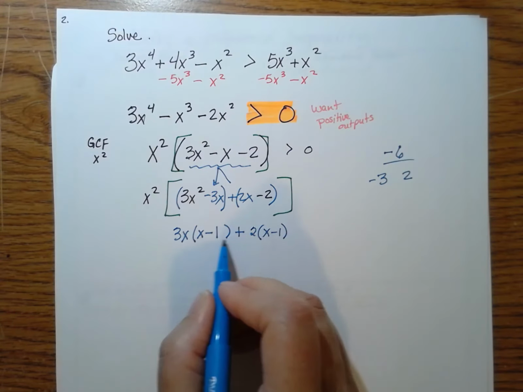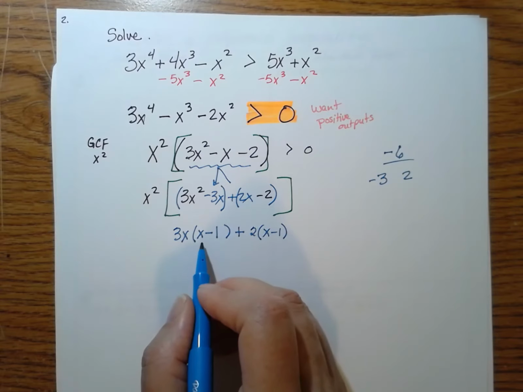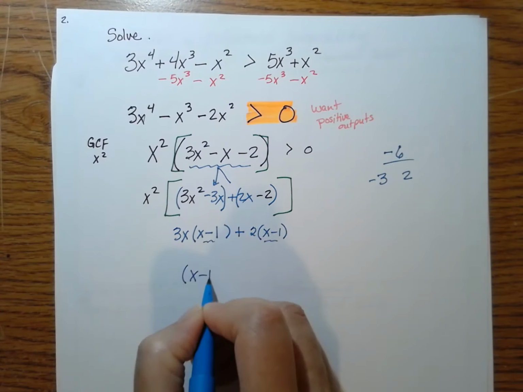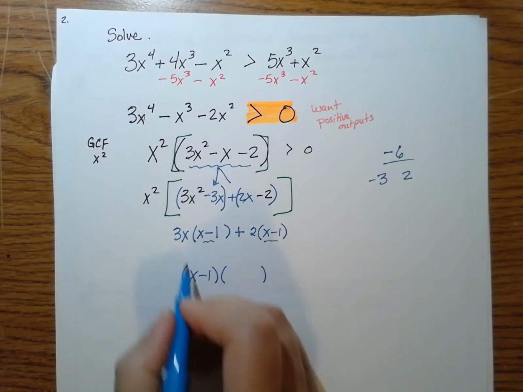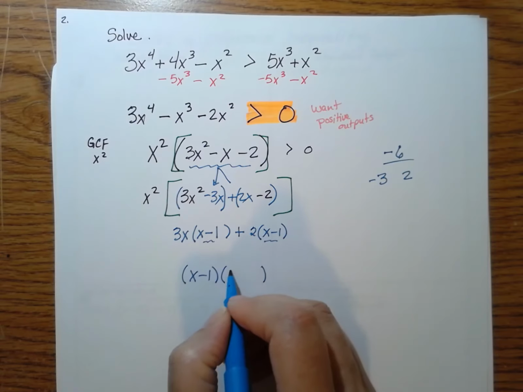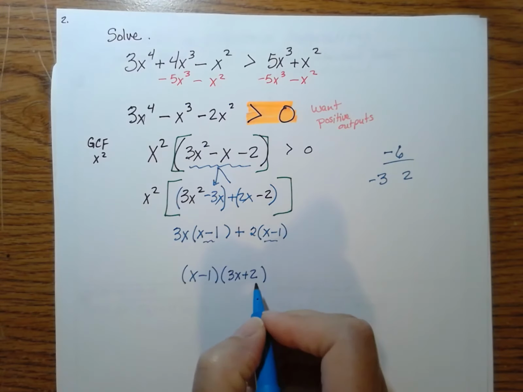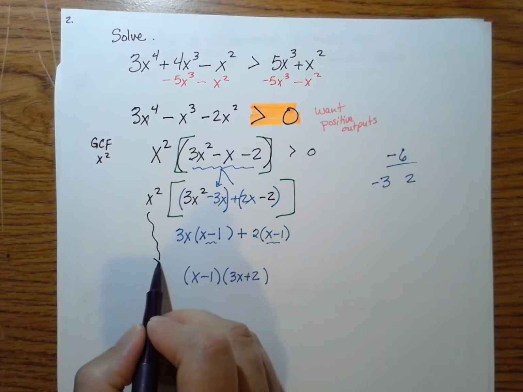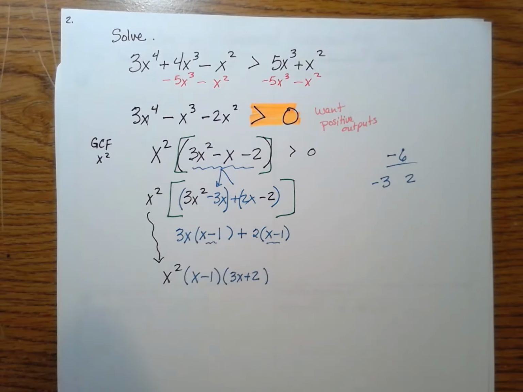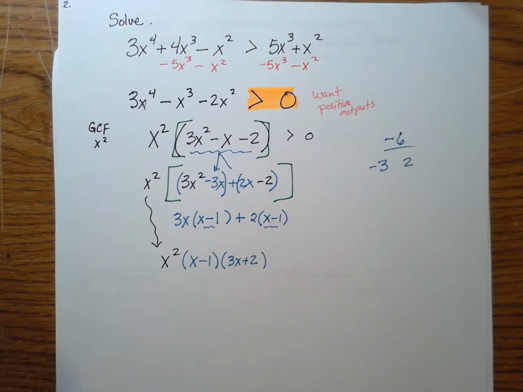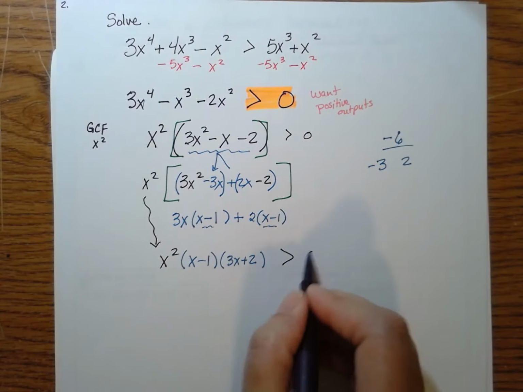So as we look at now the 2 sets here, the x -1 appears in both as a factor, and that's one of our factors. And the other factor is the 3x sitting in front of this one, plus the 2 in front of that one. So 3x plus 2. And then make sure you don't leave that guy behind. Bring down the x squared as the other factor. Okay, and oh, by the way, all this is greater than 0.